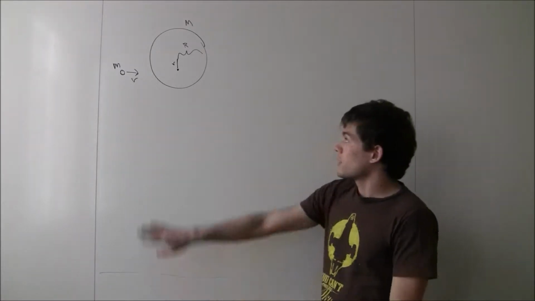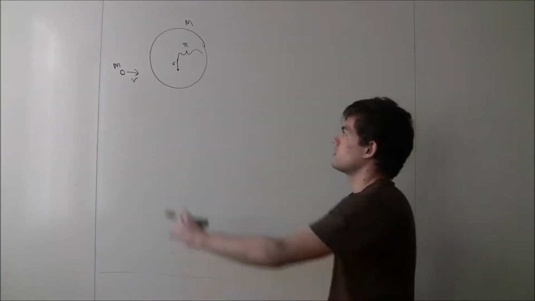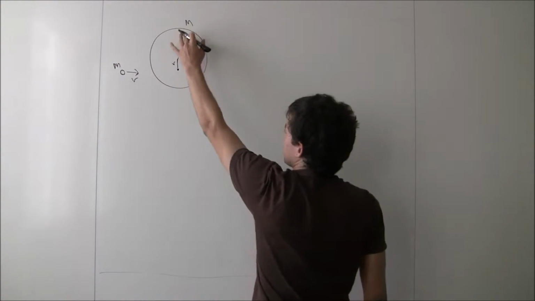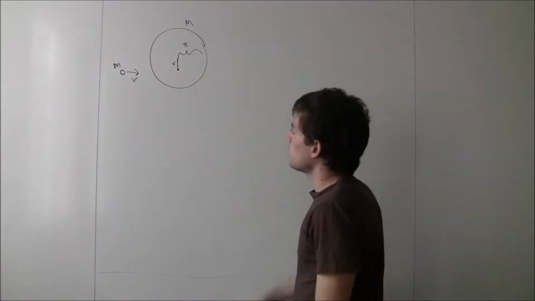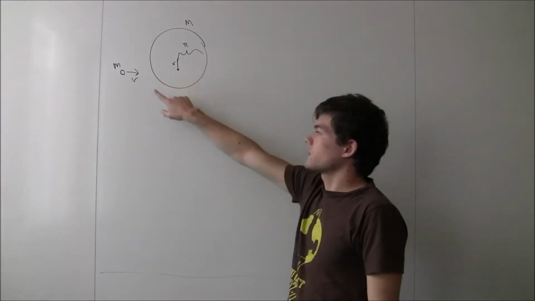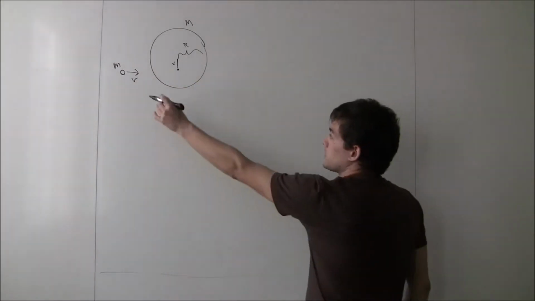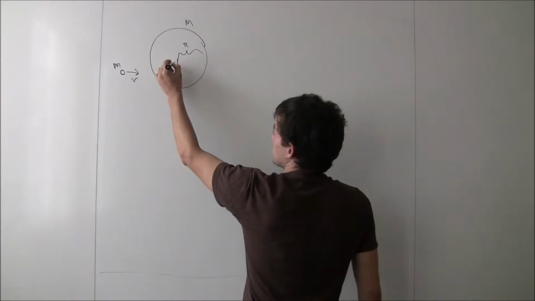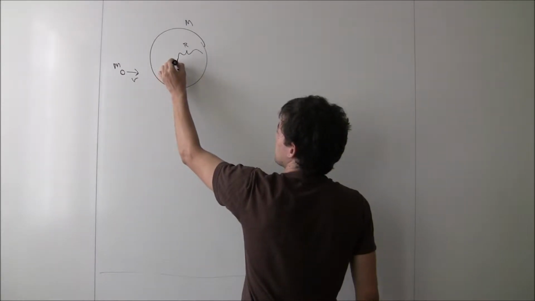So in this problem, we're given a situation that looks like this. We have a large disk of mass big M, radius big R, and a small child of mass big M is thrown onto the disk with velocity v. The child lands and sticks to the disk at a distance little r from the center of the disk.